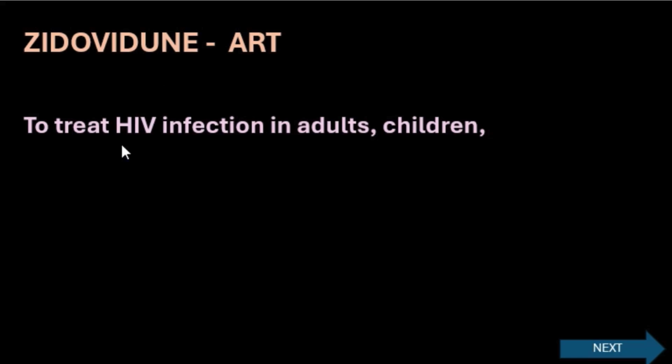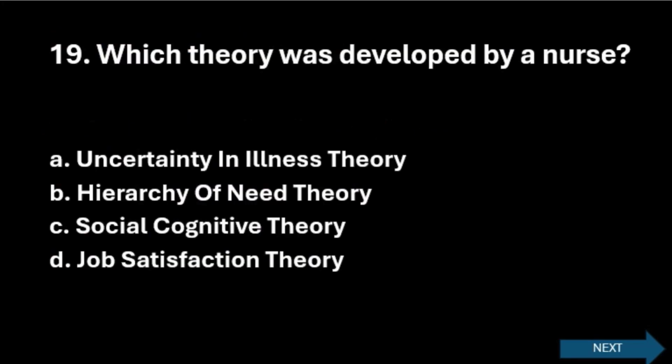This will be used to treat HIV in adults and children. Next question. Which theory was developed by a nurse? Option A. Uncertainty in illness theory. Option B. Hierarchy of need theory. Option C. Social cognitive theory. And option D. Job satisfaction theory.